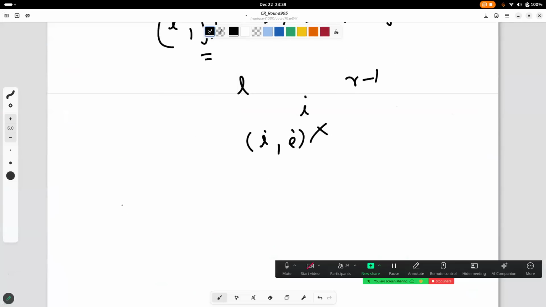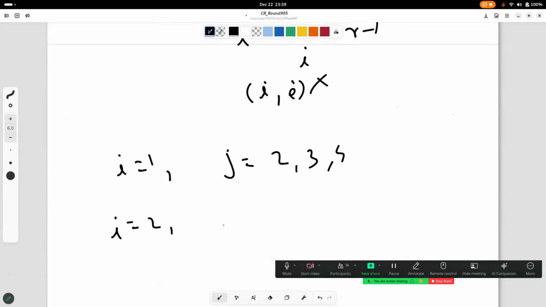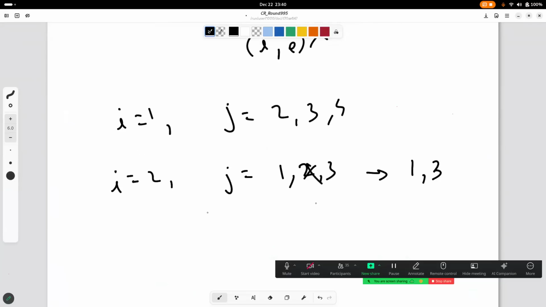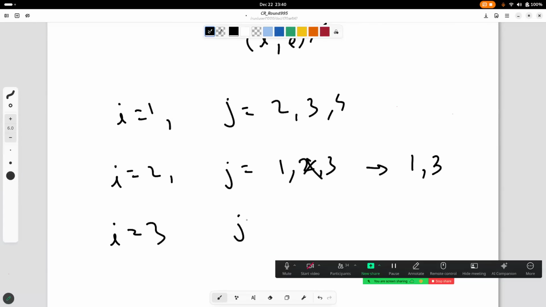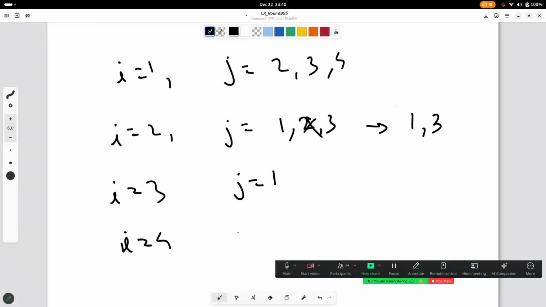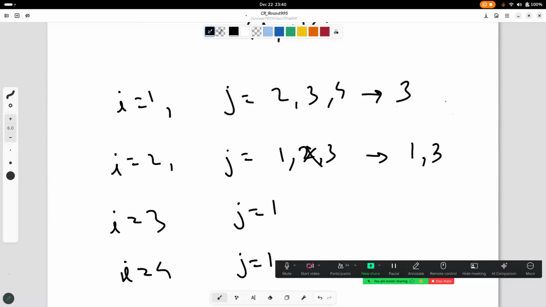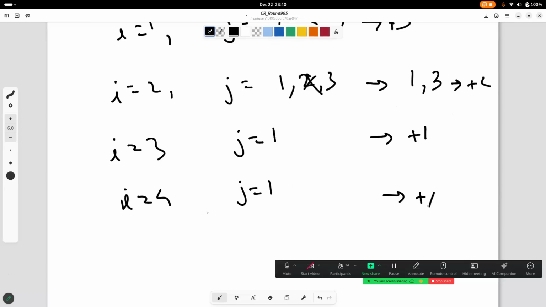So what we are saying over here is, for i equal to 1, say the valid values of j were 2, 3, and 4. For i equal to 2, say the valid values of j were 1, 2, and 3, and we only considered 1 and 3 out of these because we are cancelling 2. For i equal to 3, let's say the valid value of j was only 1. For i equal to 4 also, the valid value of j was only 1. After the complete loop, this adds 3 to our answer, this adds 2 to our answer, this adds 1, and this adds 1 to our answer.